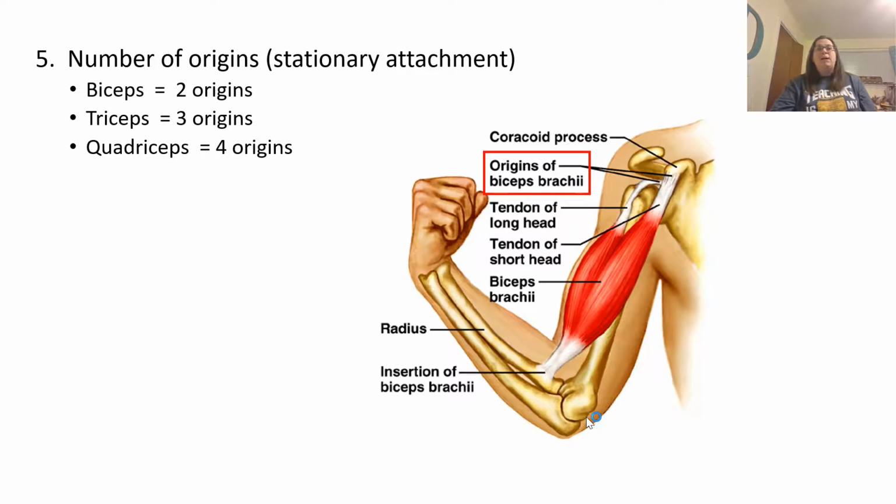We also see that a muscle could be named based on the number of origins. This, remember, is the stationary attachment. So when we look at the biceps muscle, there's going to be 2 origins. Okay, so it has 2 places where it attaches. A triceps has 3, quadriceps has 4. So the name kind of gives you an idea of how many origins are present.